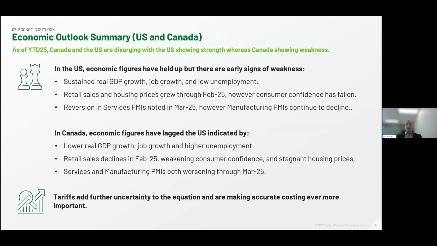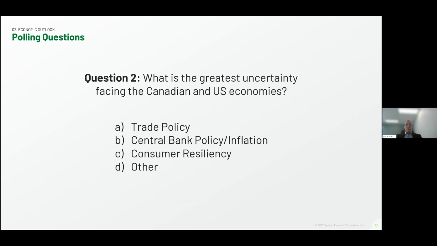But Canada is lagging behind. Real GDP growth and job growth are slower, while unemployment remains higher. Retail sales also fell in Feb, reflecting weaker consumer confidence and stagnant housing prices. On top of that, both the services and manufacturing PMIs have worsened through March. And with tariffs adding further uncertainty to the economic landscape, businesses are facing increasing challenges, making accurate costing and financial planning ever more important. So just another quick poll.